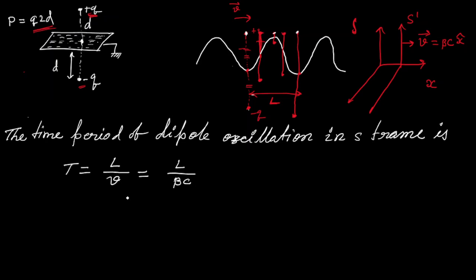Now this dipole is actually oscillating in the S prime frame, because the charge is at rest in the S prime frame. That phenomenon is happening in the S prime frame, and we are observing it from the S frame. So this time is observed from the S frame, and it is not the proper time period of oscillation. If we want to calculate the proper time period of oscillation, that will be in the S prime frame.